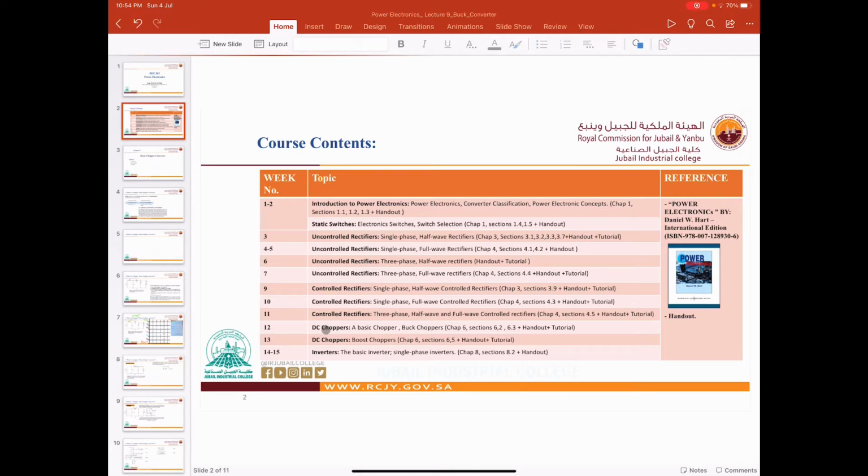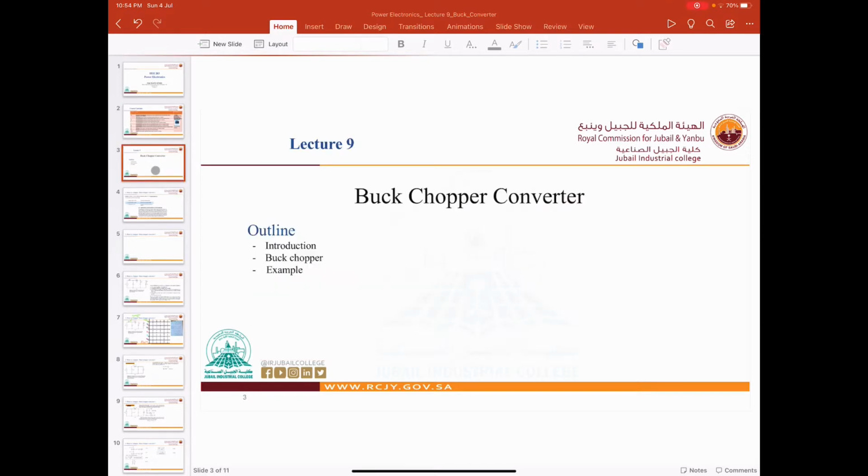Today, inshallah, in this lecture, we will discuss the basic principle of a chopper, and we will go through the buck chopper principles and the circuit explanations. Also, we will discuss the output waveforms, and we will see some examples and solve them together. Lecture number 9 talks about the buck chopper converter. Now we are converting from DC into DC, right? So we are going to outline an introduction about the choppers, then go for the buck chopper, and see some examples.